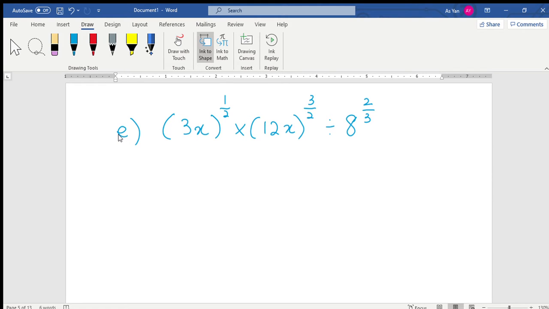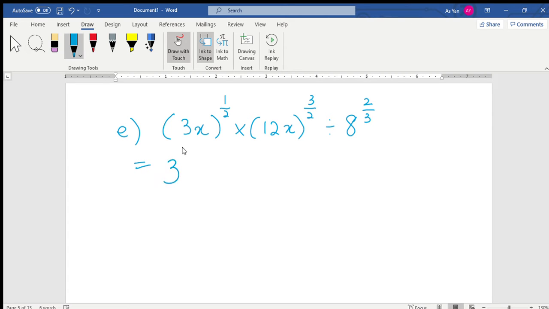Okay, let us continue question E, which is 3x to the power of 1 over 2 times with 12x raising the power of 3 over 2 divided by 8 to the power of 2 over 3. So first, as usual, we have to multiply the index.